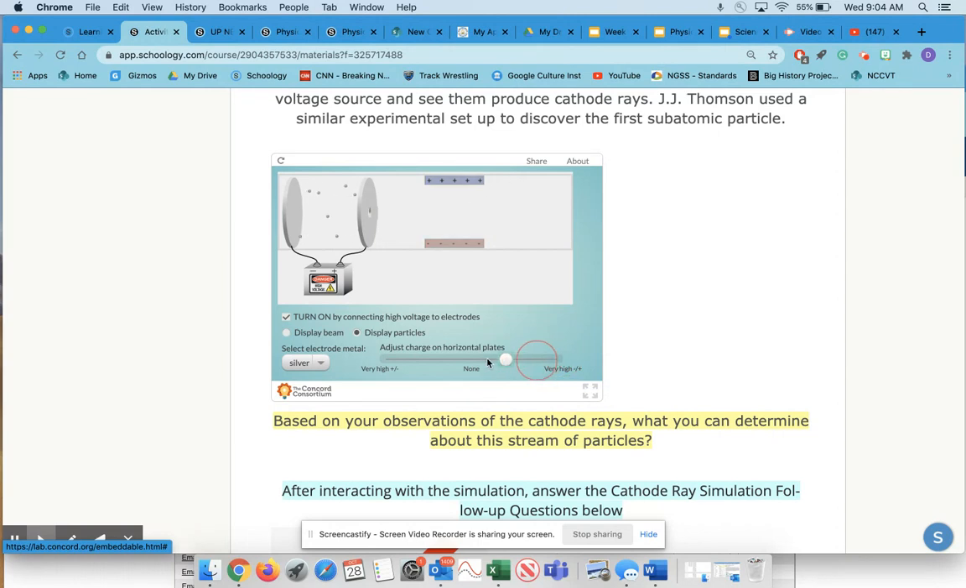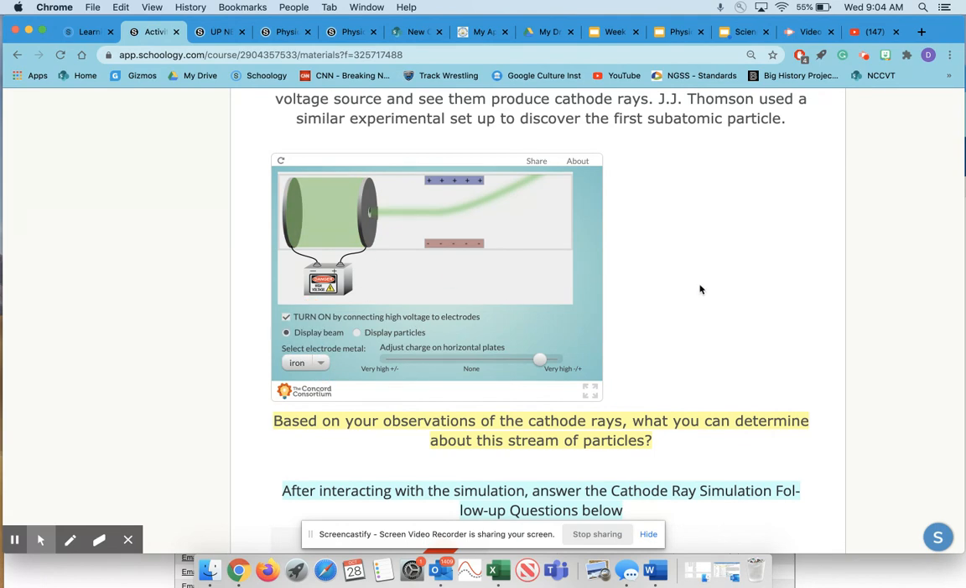If they always move toward the positive, what does that tell us about the charge of the particles? Let's go back to the beam. If the beam always moves toward the positive and tracks toward positive, what does that tell us about the charge of the beam? We also have the ability to change the type of material. If I change it to gold and iron, we see there's no difference. It doesn't matter what element it is; we see the same results. That tells us that no matter what, atoms have this similar particle.